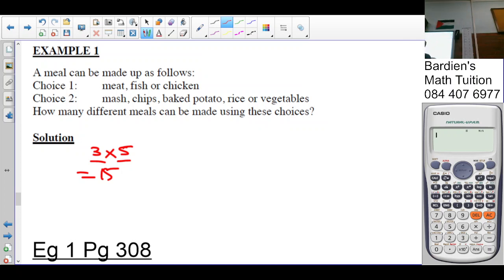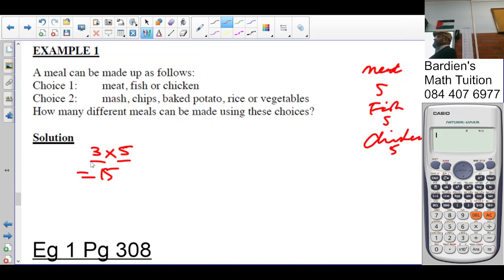Okay, so let's see. You have meat. It can be meat mash, meat chips, meat baked potato, meat rice, or meat veggies. Fine. With meat. Not so. Then fish. Is fish mash, fish chips, fish baked potato, fish rice, or fish vegetables? Again, for fish, you're going to have 5. Can you see that? For chicken, it is going to be chicken mash, chicken chips, chicken baked potato, chicken rice, chicken vegetables. So we have again 5, which makes a total of 15. Again, that is the reason why we are multiplying 3 and 5 and not adding 3 and 5. Does it make sense, people? So there were 15 meals that can be made.